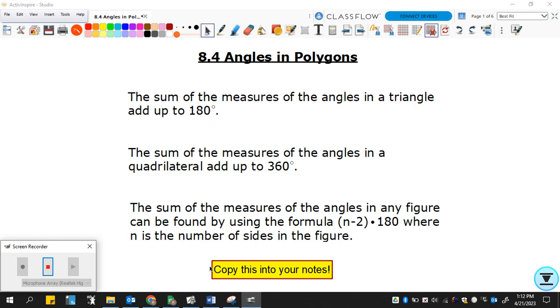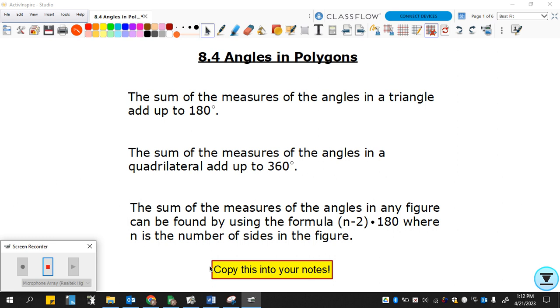We're going to talk about the angles in polygons. Polygons are any closed shape that has straight sides and that the sides do not overlap each other. So some examples of polygons are triangles, rectangles or quadrilaterals, pentagons, and so on.